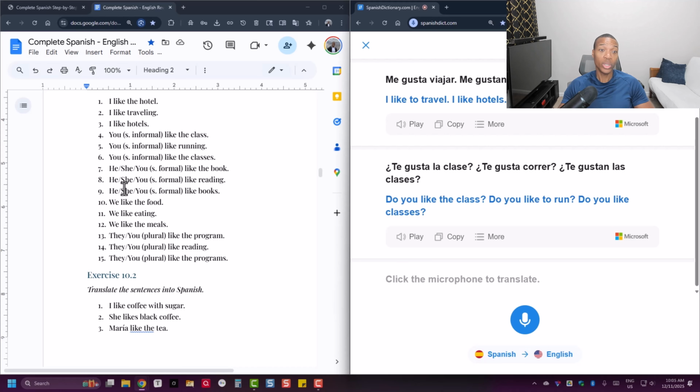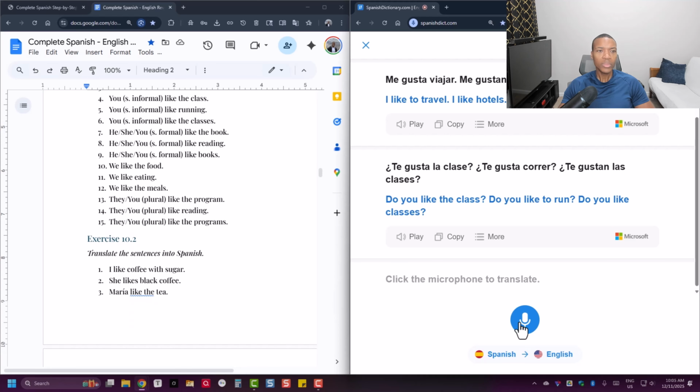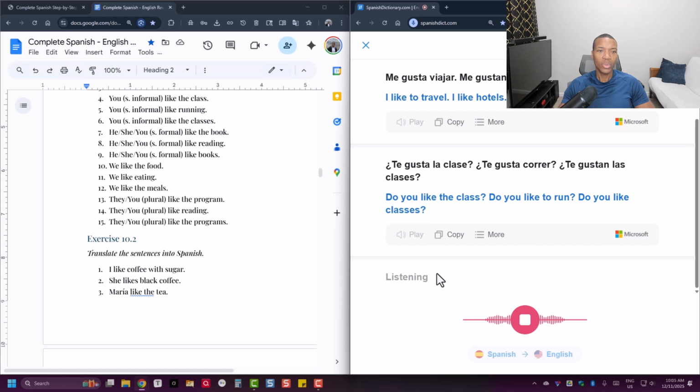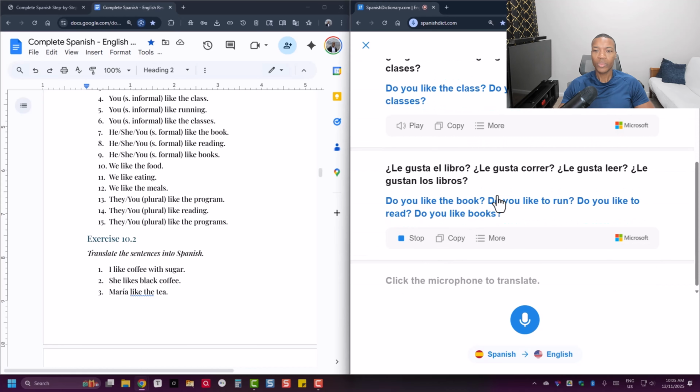He, she, or you like the book, reading, and books. Le gusta el libro. Le gusta correr. Oh, reading. Le gusta leer. Le gustan los libros. Do you like the book? Do you like to run? Do you like to read? 10, 11, 12. Do you like books? We like the food.